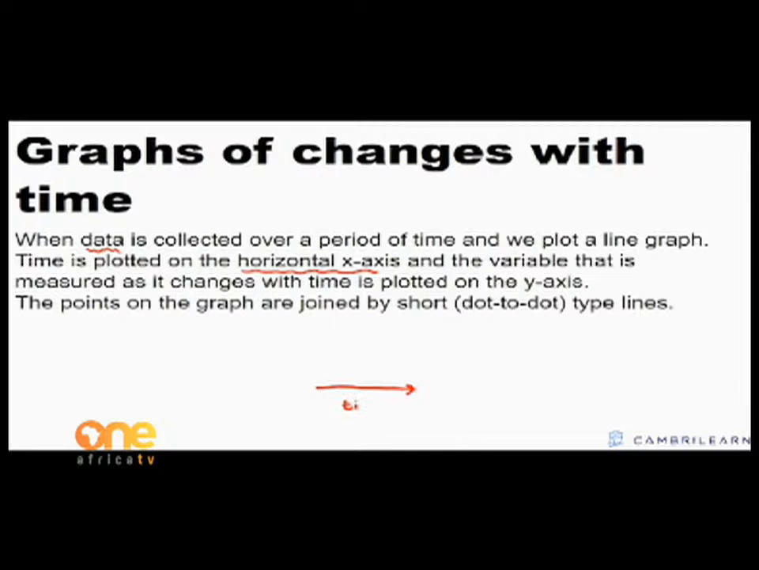So we've got time over here. We can refer to time as the independent variable because what we're measuring will depend on the time at which we're measuring it. And the variable that is measured as it changes is plotted on the y value. So this is the other variable, and it could be anything. The important thing here is the other variable would change with time, and the way that we would join these different points that we've been given is using short dot-to-dot type lines.